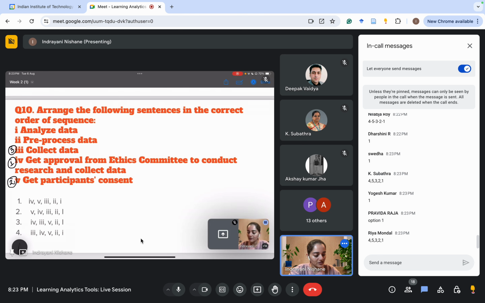And then we will pre-process the data. And then finally we will analyze the data. And after analysis, the sixth step would be interpreting the result of analysis. So now the correct sequence of action is 4, 5, 3, 2 and 1. So which is 4, 5, 3, 2, 1, option 1.